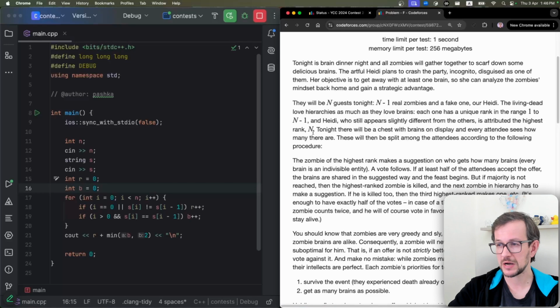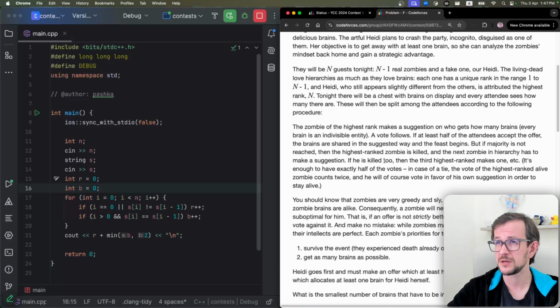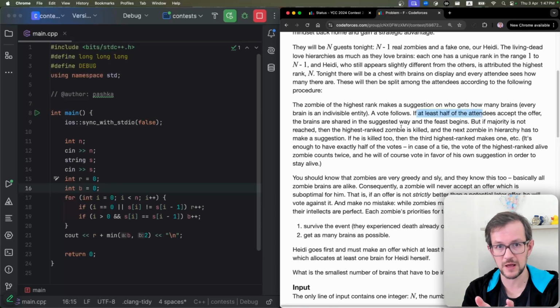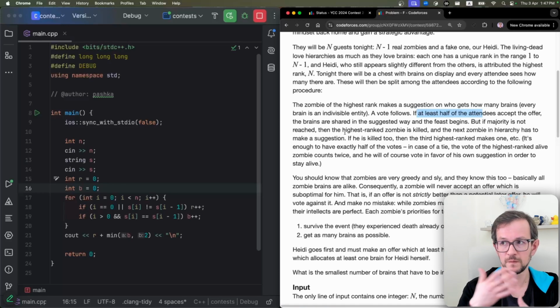So we have some zombies. It's again quite a popular problem in the math Olympiad community, I believe. Basically what's happening: we have some number of people and they are trying to divide some treasure. So we have some treasure and they divide it like this.